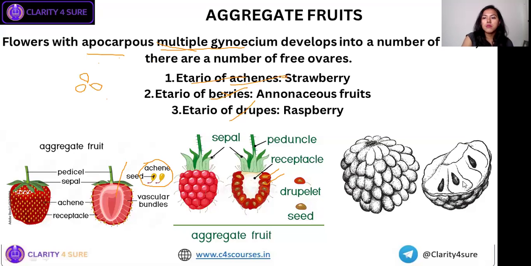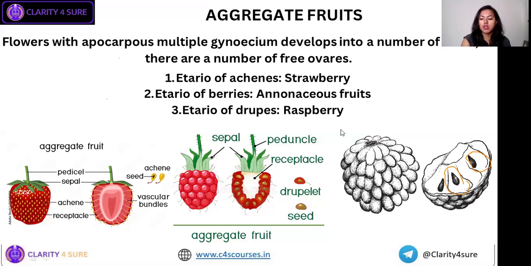Then in case of custard apple also, these are berries. Each one of them is a berry, right? But since it's a collection, so etaerio of berries, right? So this is what your aggregate fruits are. Now here, what you need to do is remember the examples, okay? Etaerio of berries is your annonaceous fruits like custard apple. Then etaerio of achenes is your strawberry and etaerio of drupes is what? It's your raspberry, right? Okay.